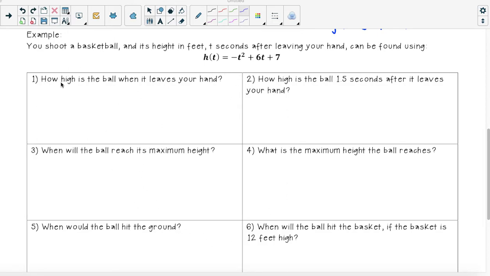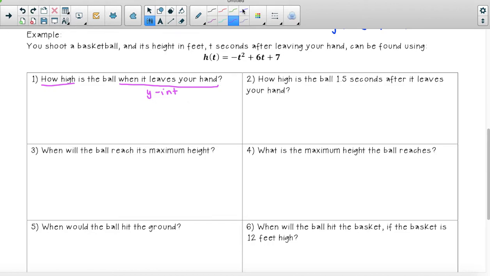The first question says, how high is the ball when it leaves your hand? We have to know what this is asking for. When it says how high, that's the y value because this represents height. Height is the y and time is the x. How high when it leaves your hand? So that's at the very beginning because we're shooting it. So when it leaves your hand, that's the y-intercept.